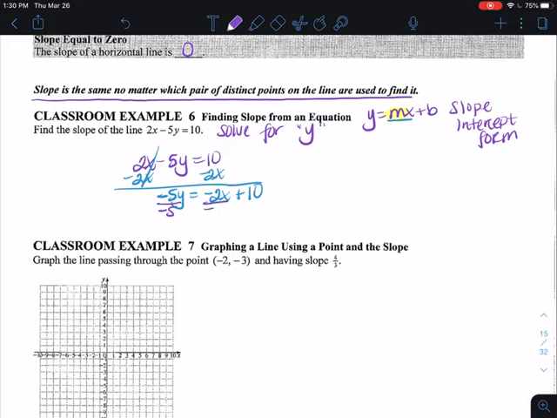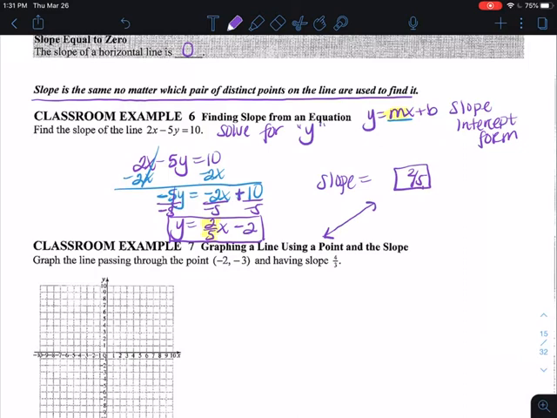And now to get y by itself, I need to divide everything by negative 5. So y equals negative 2 over negative 5. 2 negatives makes a positive, so this is 2 over 5x. A positive 10 divided by negative 5 is negative 2. So this is the form y equals mx plus b. The slope, to answer this question, the slope is 2 over 5. All right, that's your slope. Because it's positive, I know that this is going to be a line that's going to rise or increase from left to right. Let me rewrite this. So you want to write your fractions like this, 2 over 5.